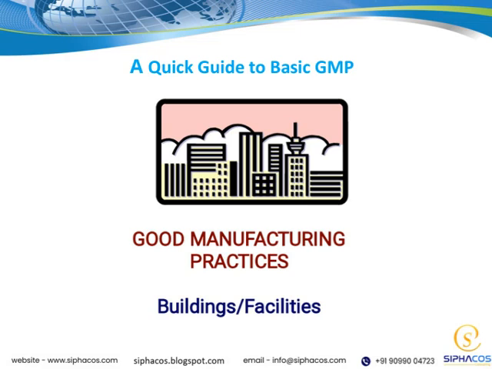Let's take a quick look at a basic guide to good manufacturing practices, or GMP. This slide highlights some key points that are essential for maintaining quality and safety in manufacturing processes. First, GMP is all about ensuring that products are consistently produced and controlled according to quality standards. It's the foundation for building trust with consumers and regulators.